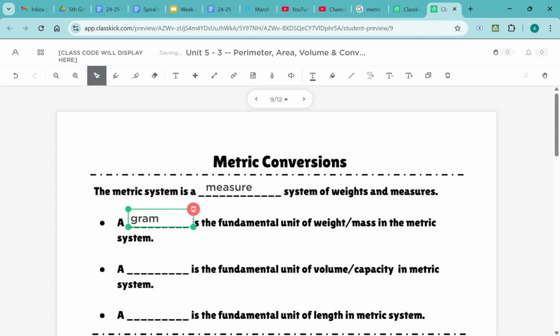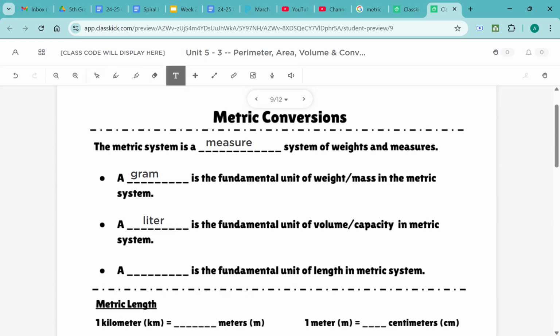But anyways, for metric units, one of the units we have is a gram. A gram is a fundamental unit of mass in the metric system. So whenever you hear gram, you should think mass. The other unit we have is a liter. We actually do use that a little bit with soda bottles. You say we have a liter of soda or 2 liters of soda. So liter is a fundamental unit of volume in the metric system.